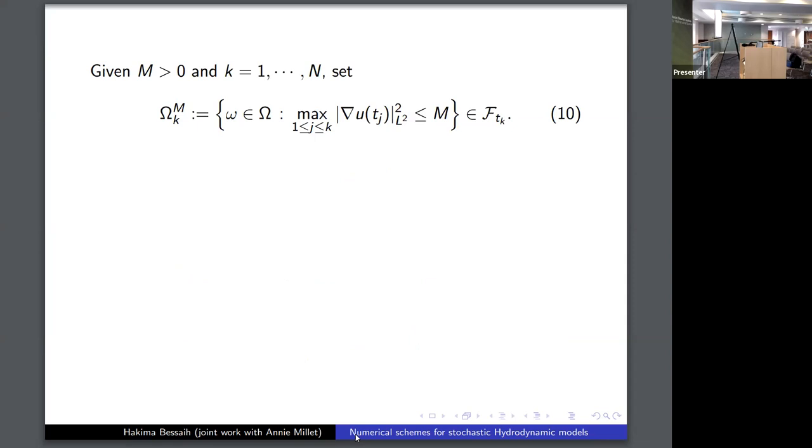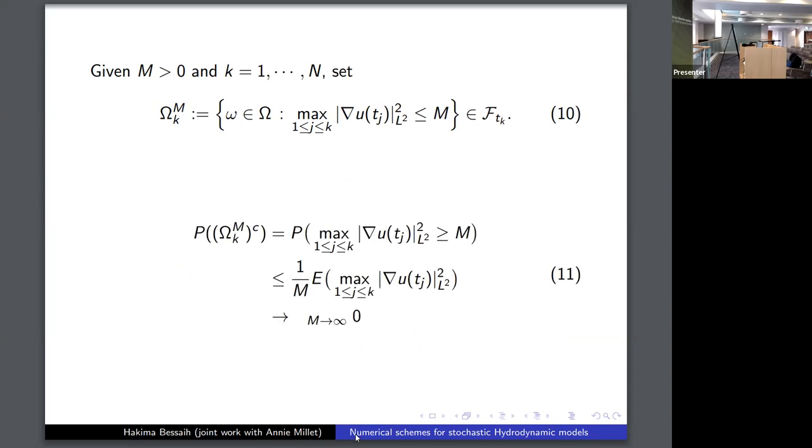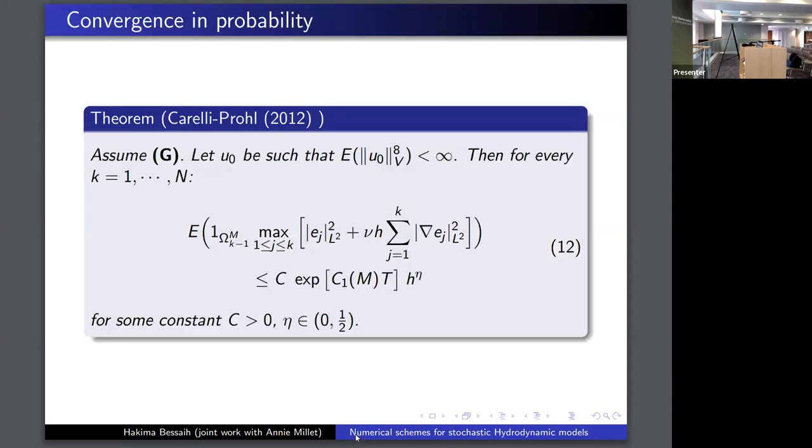Okay, so in fact, we define a probability space Omega_{K_n} to be the set of all omegas in Omega such that the maximum of this gradient is less than or equal to this bound n. And these are nice spaces. In particular, for example, the complement of this space converges to zero when n goes to infinity, because of the bounds of the moments of the gradient of u_{t_j}. Okay, so as I said, this is what everybody does.